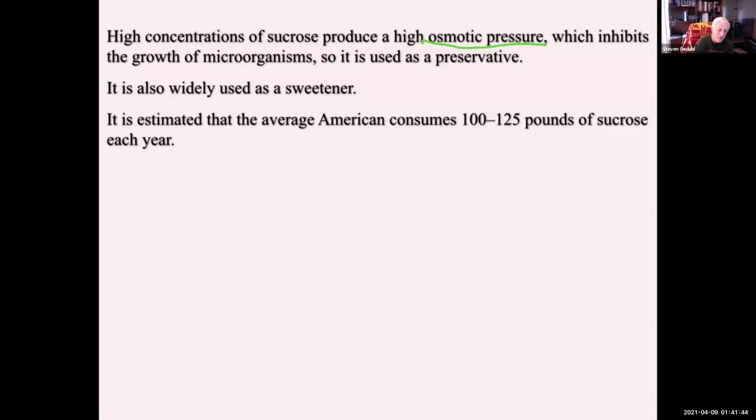It's estimated the average American consumes 100 to 125 pounds of sucrose every year. Just think about that for a second. Take a tablespoon of sugar and put it on a scale, and then another one. Think about how much it takes to get to 125 pounds of that. And that's what the average American consumes in a year. That's a tremendous amount of sucrose.